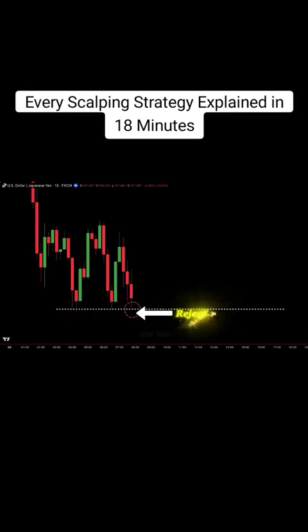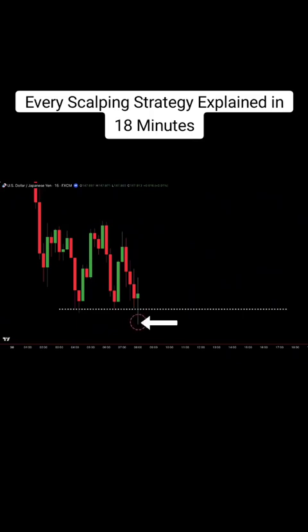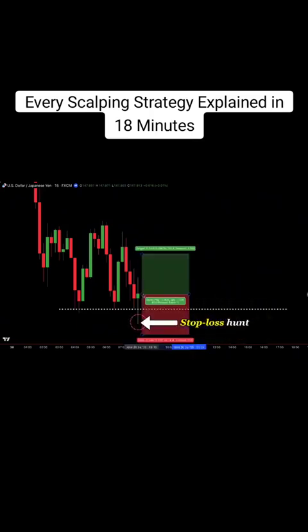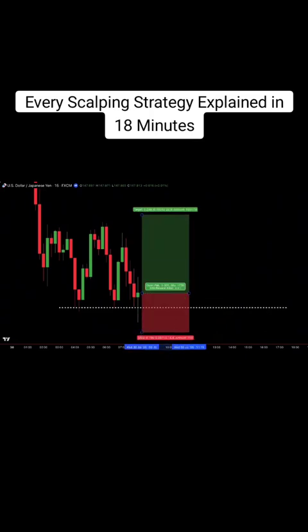Now price approaches the level one more time. A rejection candle appears at the level. At this point, you do nothing. You simply wait and observe what institutions are doing. Look at what happens next. Price suddenly breaks below the level and then closes back above it. That's a clear stop-loss hunt. Now you enter at the close of the candle that hunted the stop losses. Your stop loss goes below the candle, and your target is the next key level.